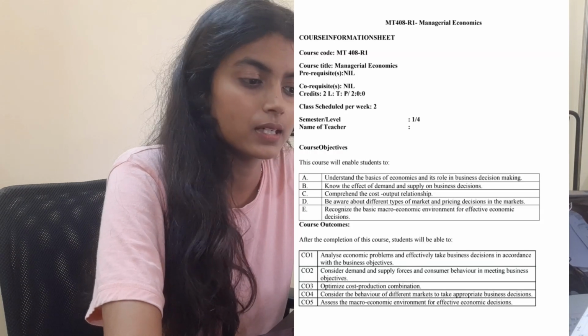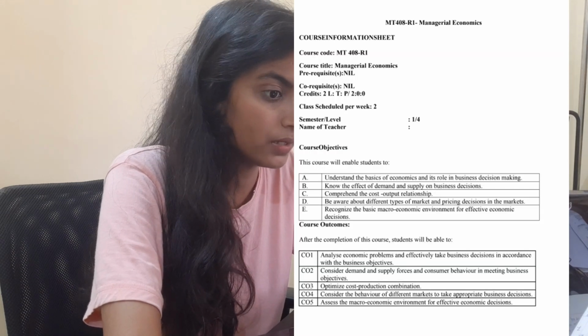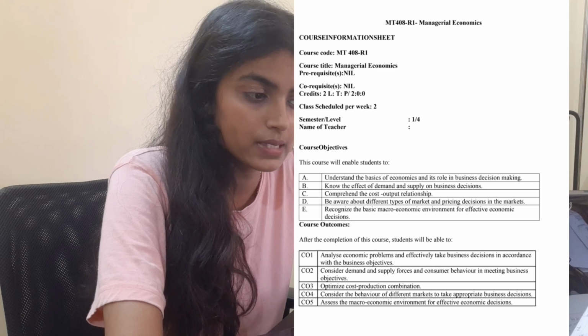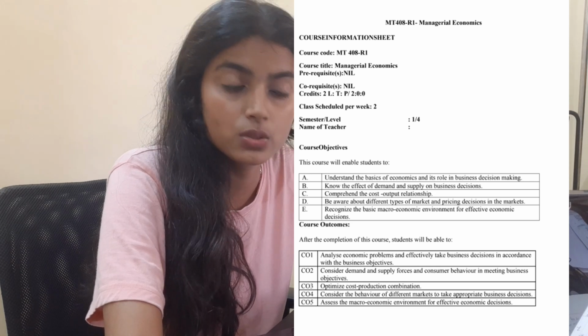So the 6th subject is managerial economics, and the modules are: first module is nature, scope and definition, importance, applications to business decisions, profit maximization as business objectives, scale and revenue maximization objectives of business firm.